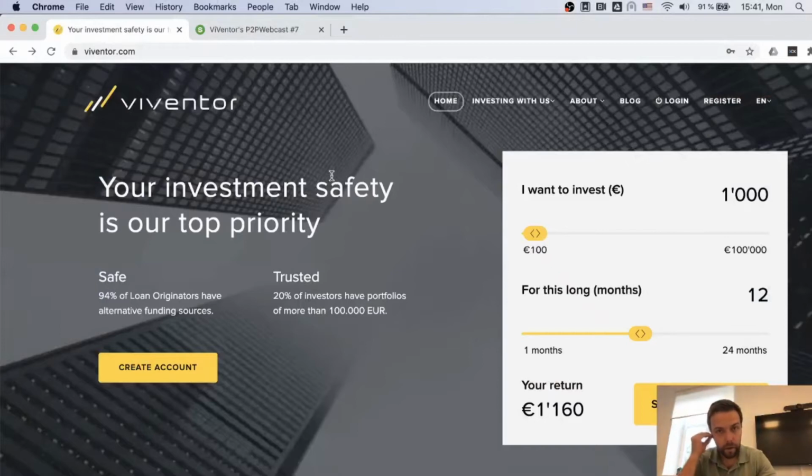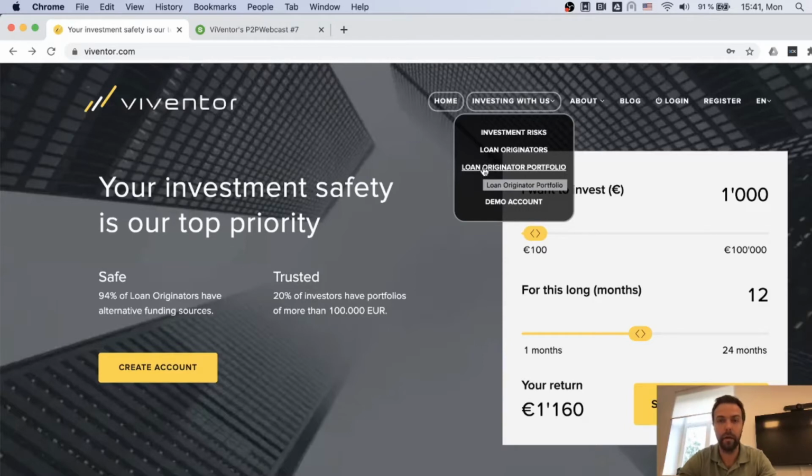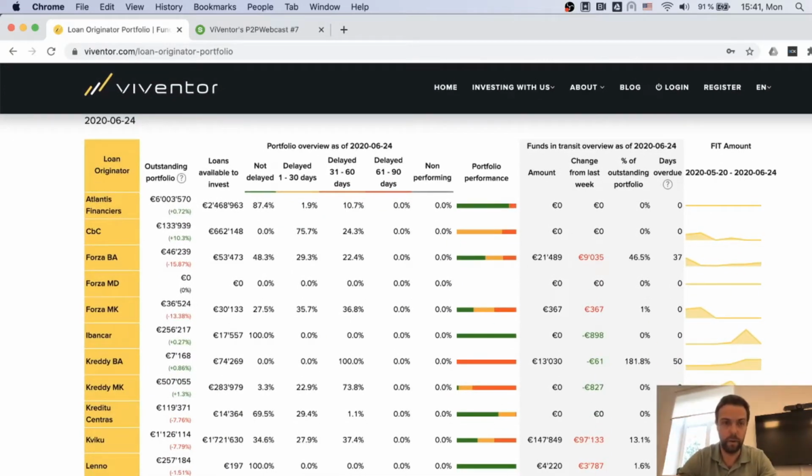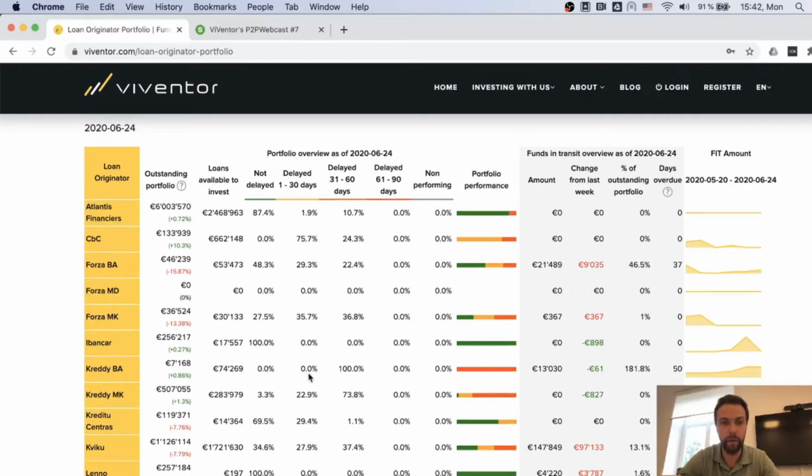So as a first step, I'll go and introduce you to the Loan Originator Portfolio page. Let me just switch to my view here. The Loan Originator Portfolio page is located on VIVENTOR main page under Investing with Us menu and Loan Originator Portfolio. On this page, we are listing a table which shows some critical information about loan originators currently present on the VIVENTOR platform in alphabetical order. The data you see right now as of making of this video is of June 24th, and we will be updating this data on a weekly basis. So next update should be again later this week.